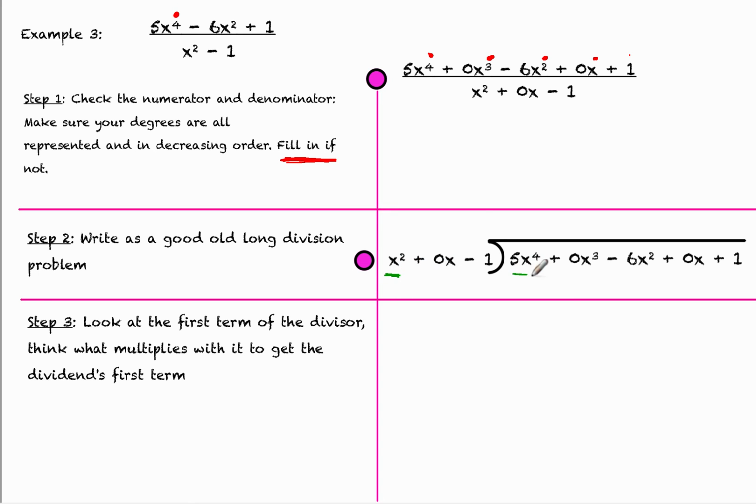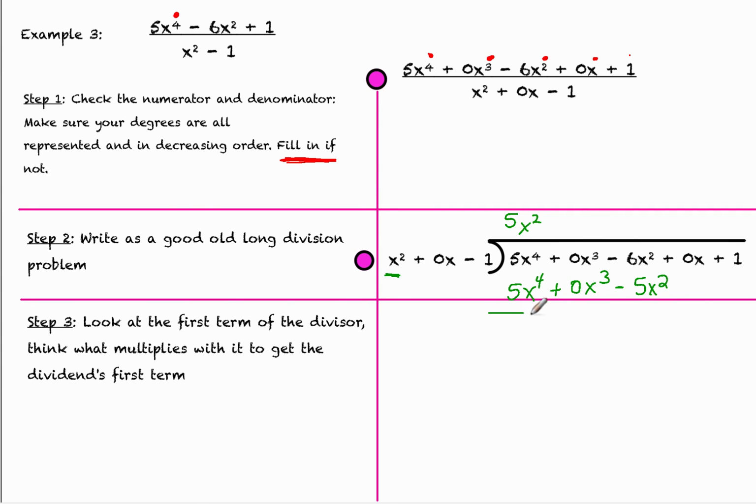x squared into 5x to the fourth. What does x squared need to be multiplied by to get 5x to the fourth? 5x cubed. Oops, sorry. Not cubed. My bad. Squared. 5x squared times x squared is 5x to the fourth. That gets multiplied to get me 0x cubed, and then that gets multiplied to negative 5x squared.